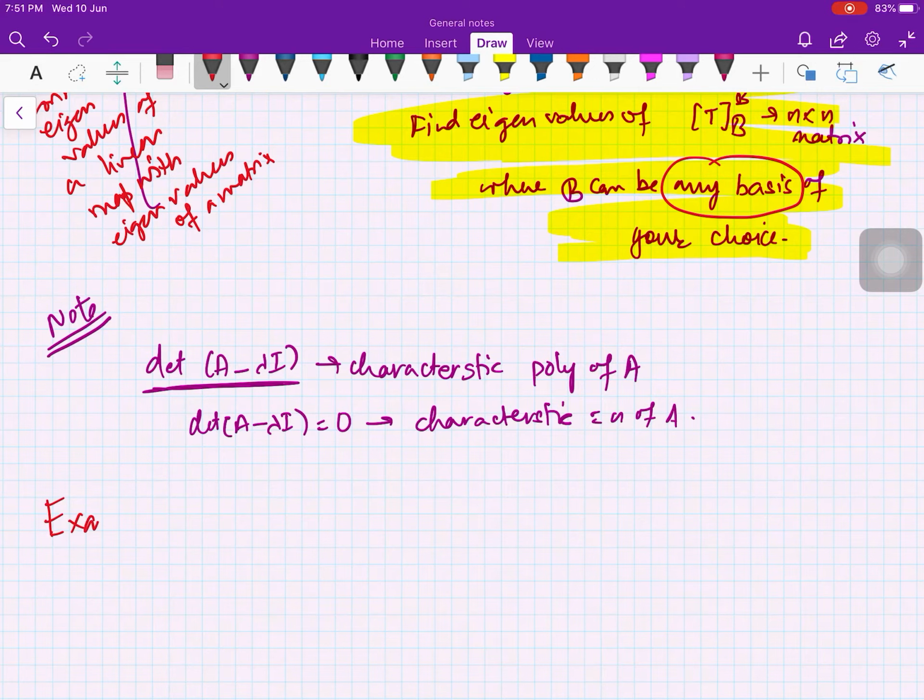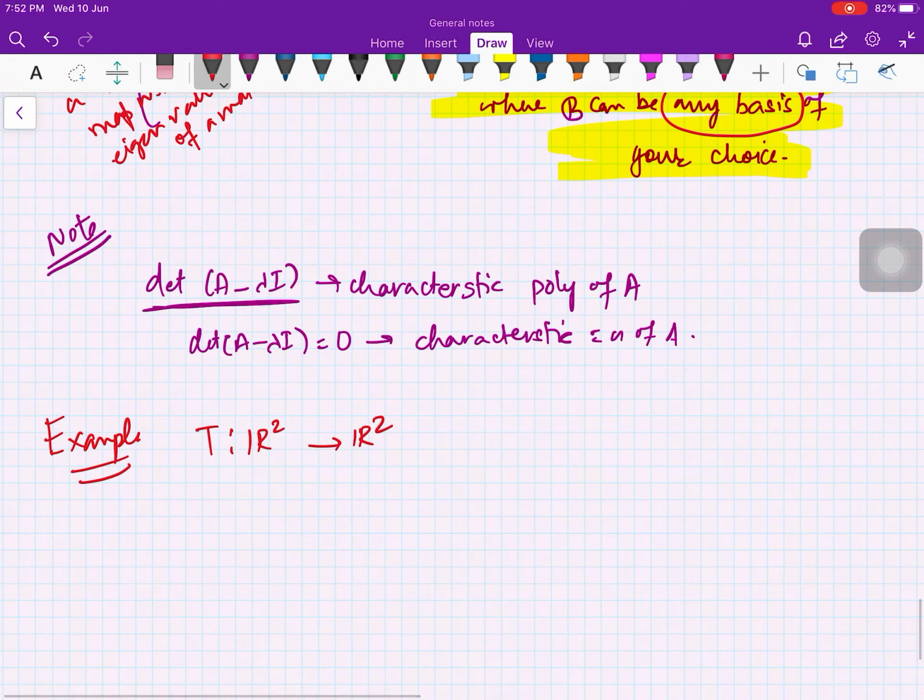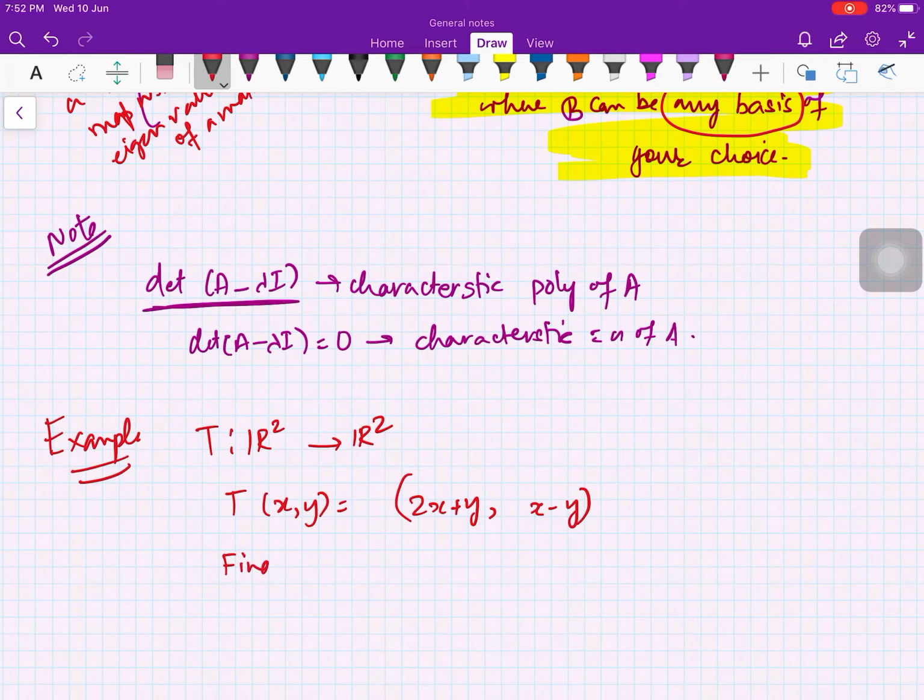Suppose you have a map T from R2 to R2, which is defined as T of x, y equal to (2x plus y, x minus y). Find the eigenvalues of T.